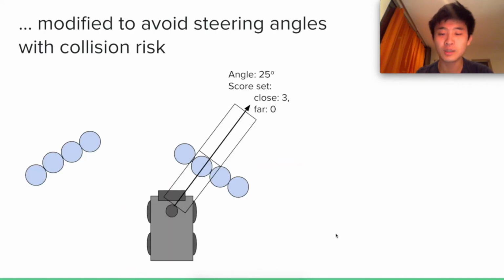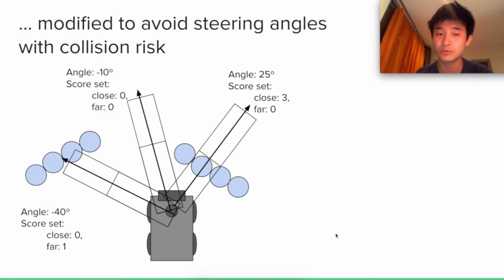So what happens if an obstacle is in the way? For each potential steering angle, we'll compute two scores. The close score counts the number of points in a rectangle of width 2 meters, about the width of the car, and height 8 meters, the distance traveled by the car in 1 second. The far score counts the number of additional points if the height is extended to 16. In the shown steering angle, there are 3 points in the close box and 0 points in the far box, leading to a score set of 3 and 0. And here are 2 more examples of score sets.